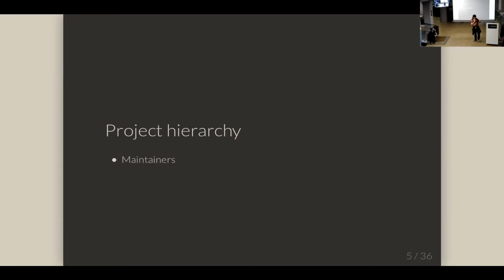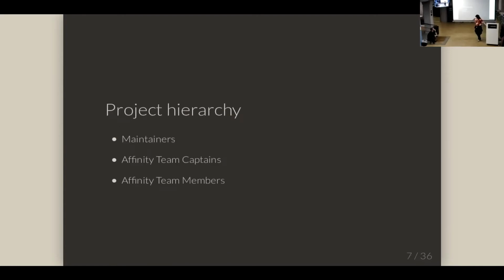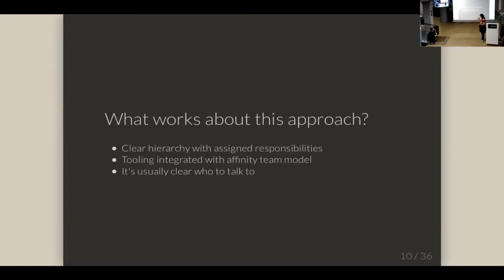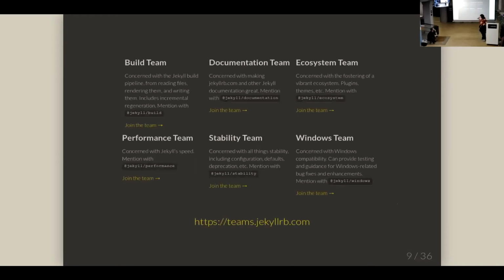So I want to explain. Jekyll has a fairly simple structure in comparison to those projects. It has maintainers. That's the top group. That's what I am. Then there are Affinity teams, captains, members, and contributors. Affinity teams are sort of like working groups. I would call them interest groups, essentially a team of people that share a similar interest. Jekyll has 6 of these.